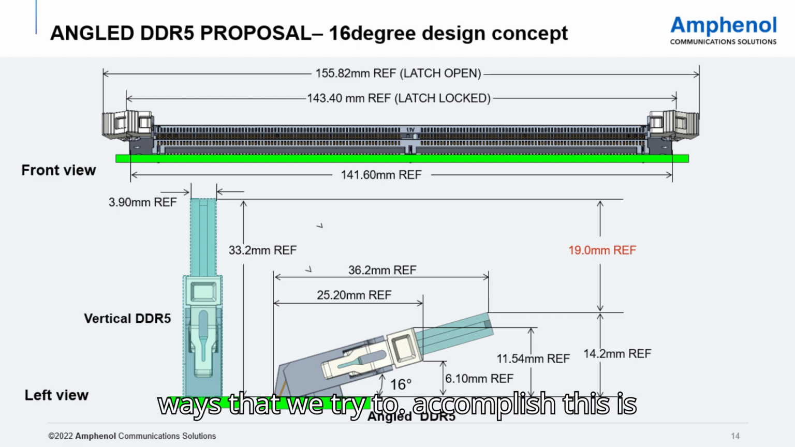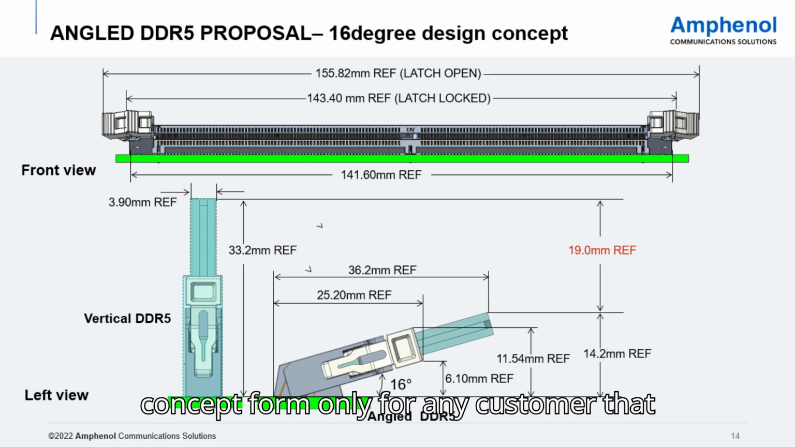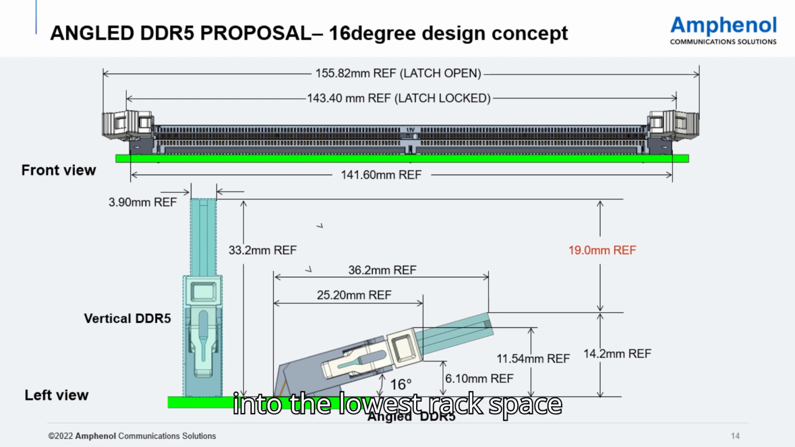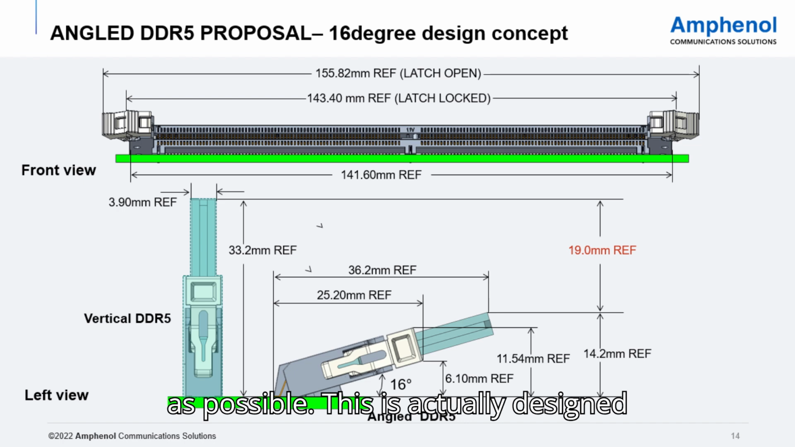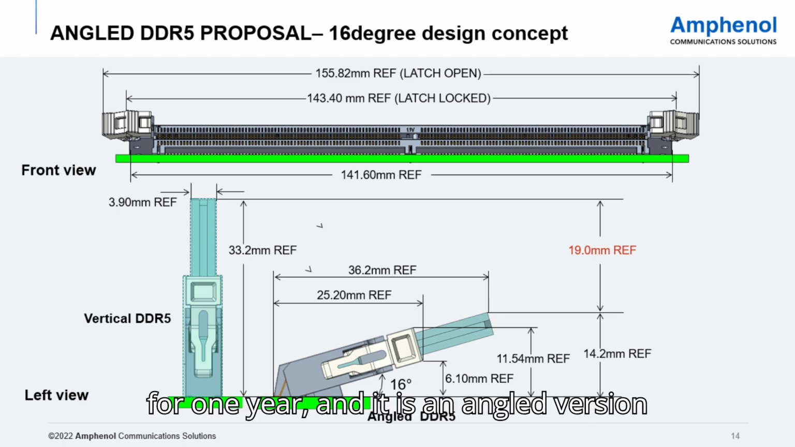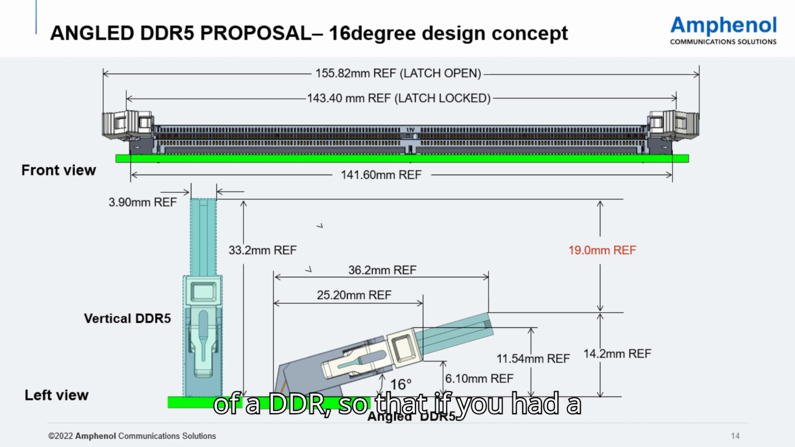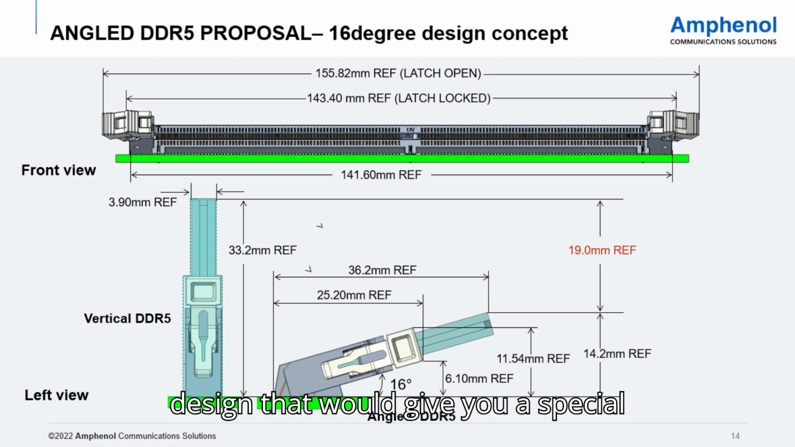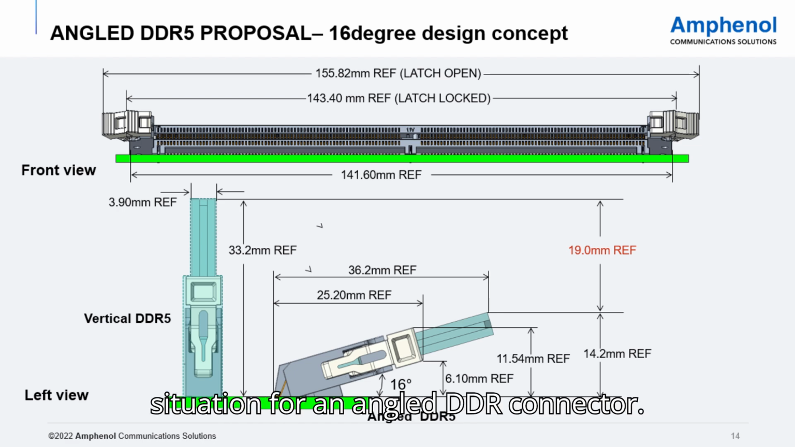One of the other ways that we try to accomplish this is we have a design, and this is in concept form only, for any customer that would like to keep their DDR in the lowest rack space possible. This is actually designed for 1U, and it is an angled version of a DDR, so that if you had limited height requirements, we have a design that would give you a special situation for an angled DDR connector.